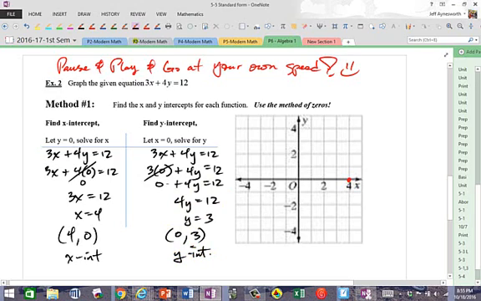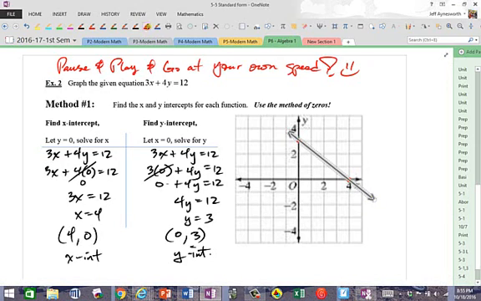So we're going to plot that and go up 3. It's right here. Take your straight edge out and draw your line. All right, now the question is, is that right? Okay, so let's verify it. Let's go to method number 2, and let's see if we get the same result.